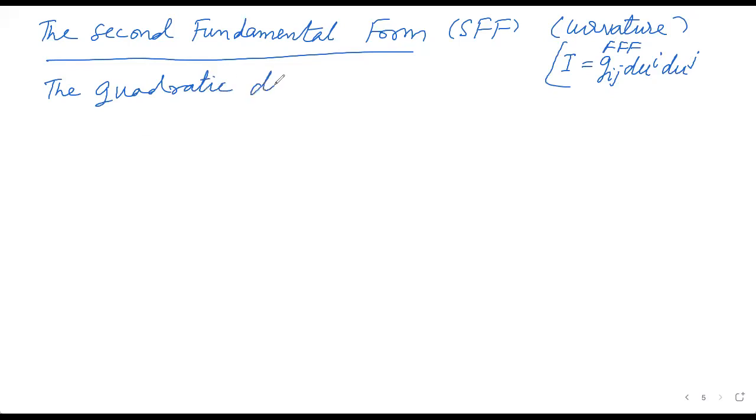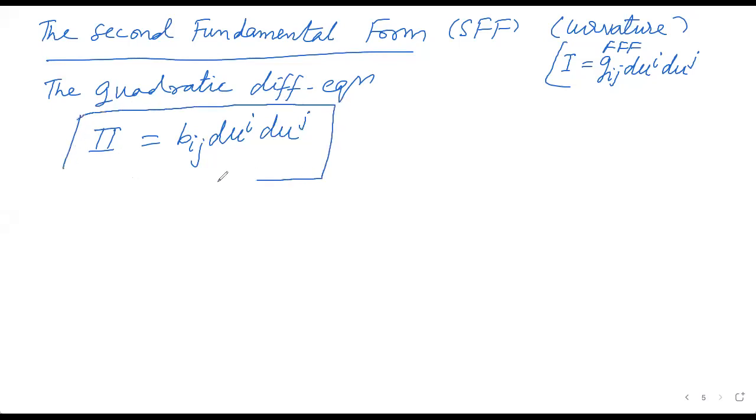डिफरेंशियल इक्वेशन होगी, द क्वाड्रेटिक डिफरेंशियल इक्वेशन। सेकंड फंडामेंटल फॉर्म को मैं इस तरीके से लिख दूंगा, सेकंड, ये फर्स्ट थी, सेकंड है, ये भी नोटेशन होती है। दिस विल बी इक्वल टू Bij dui duj. ठीक, दिस इज योर सेकंड फंडामेंटल फॉर्म, where Bij is what? Rij dot n.